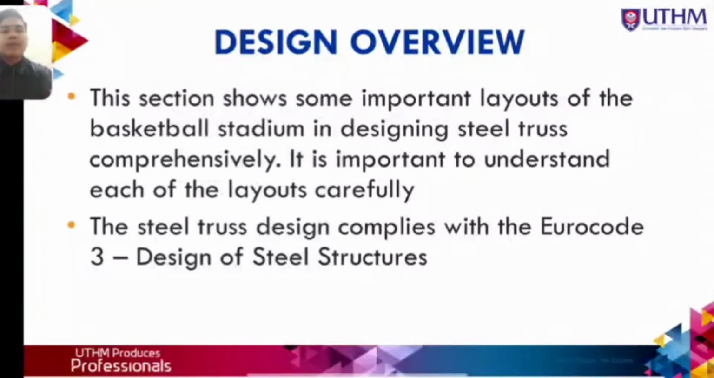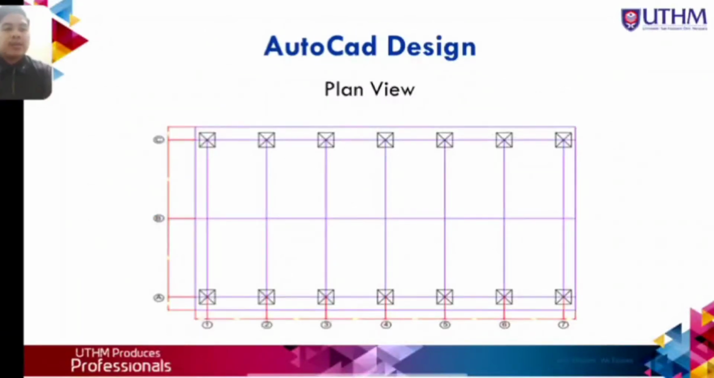So, this section shows some important layouts of the basketball stadium in designing the steel truss comprehensively. It is important to understand each of the layouts carefully. The steel truss design complies with Eurocode 3, which is the design of steel structures. So this is the plan view, which consists of 3 grid lines on the y-axis and 7 grid lines on the x-axis.